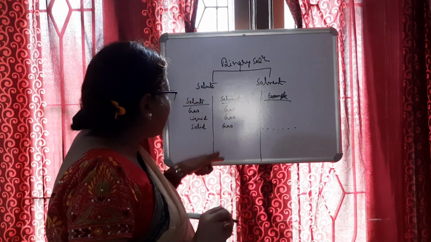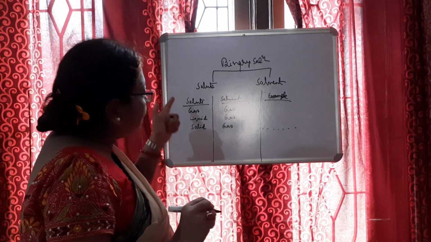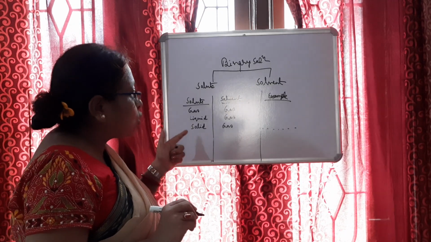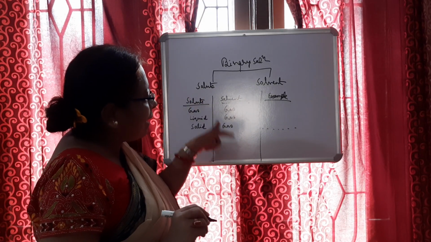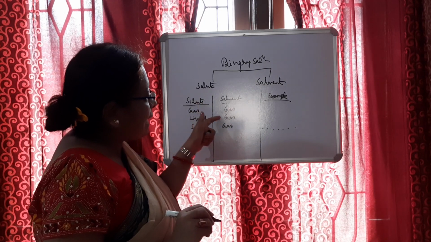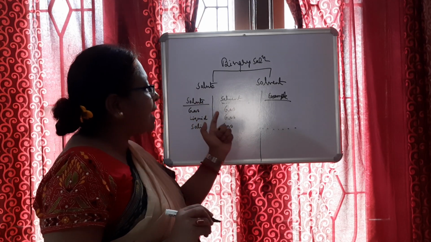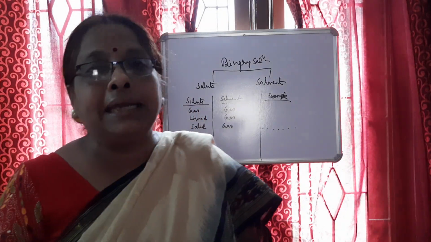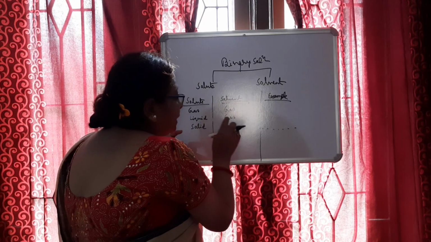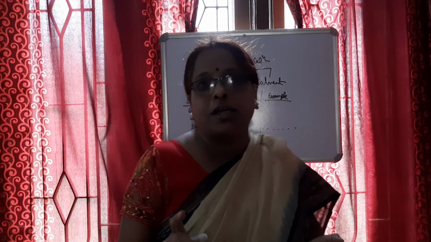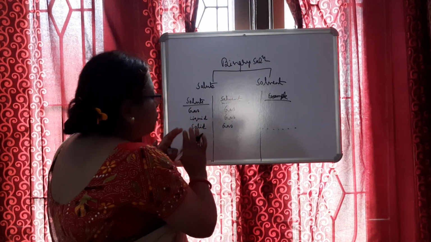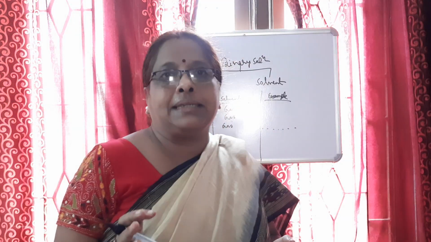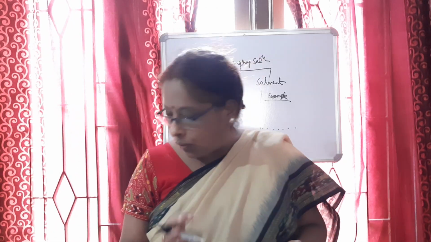So these are the three types where the solutes are different: one is gas, another is liquid, and another is solid, and the solvent is the same, that is gas. Gas in gas: mixture of gases or vapors in air. Liquid in gas: moisture in air. Solid in gas: sublimation of solid, that is iodine or ammonium chloride in air.